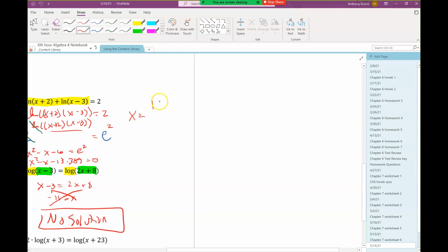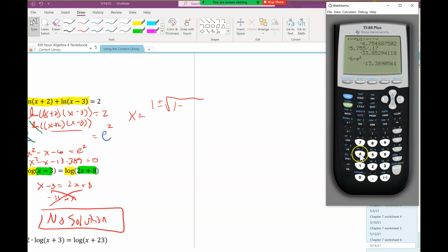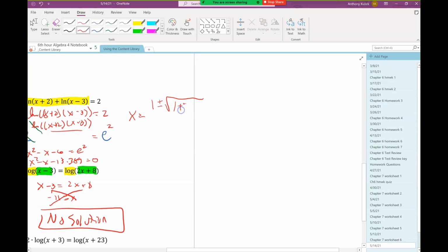So negative b plus or minus square root. Now, negative 1 is my b, so negative of a negative is positive. And then b squared, negative 1 squared is just 1. And then I have 4 times a times c. So 4 times 1 times that negative 13.389 number gives me negative 53.556, and since it's minus a negative, I'm just going to write that as plus 53.556.